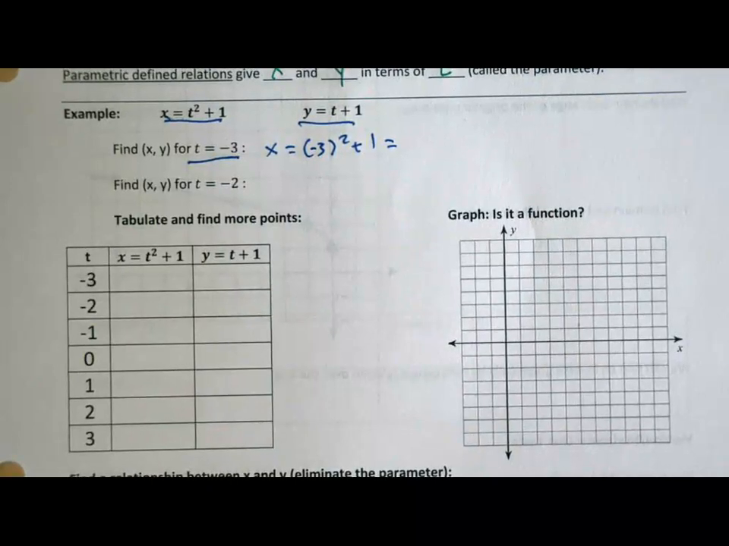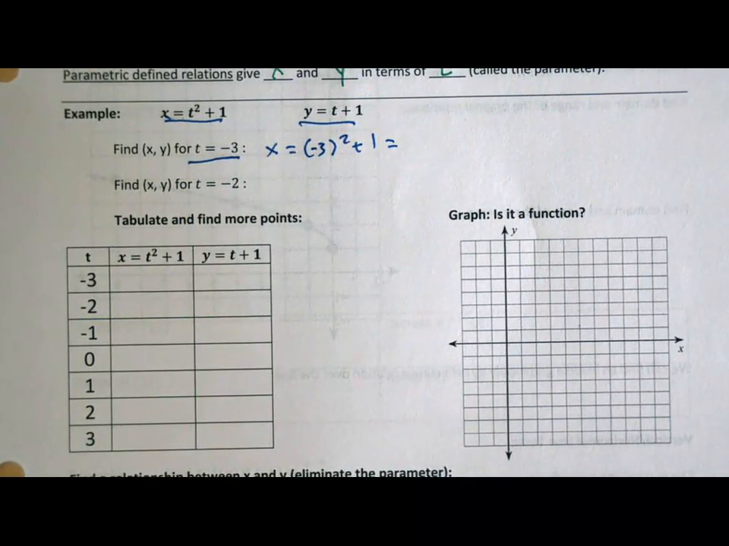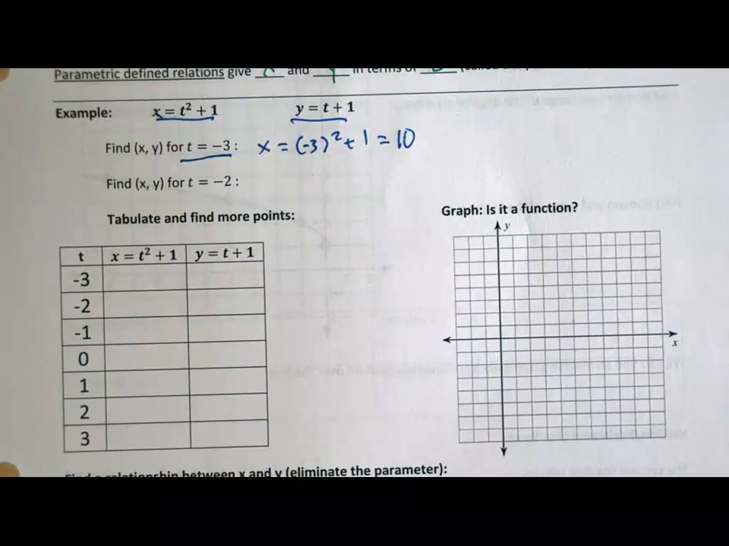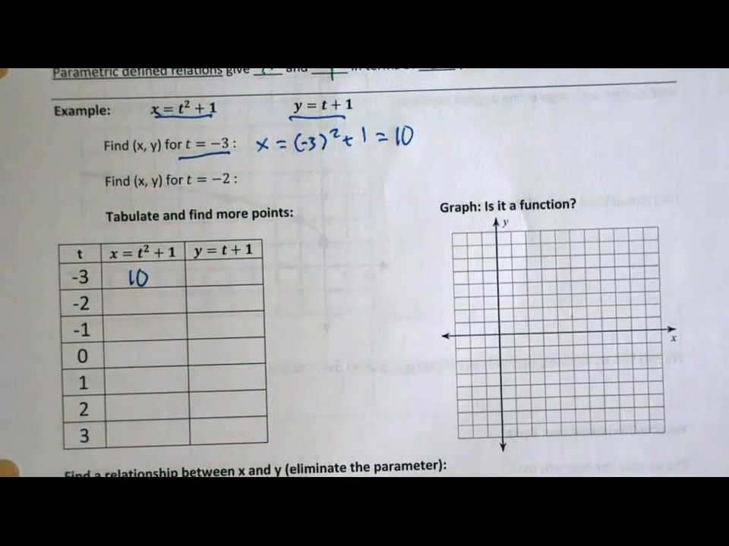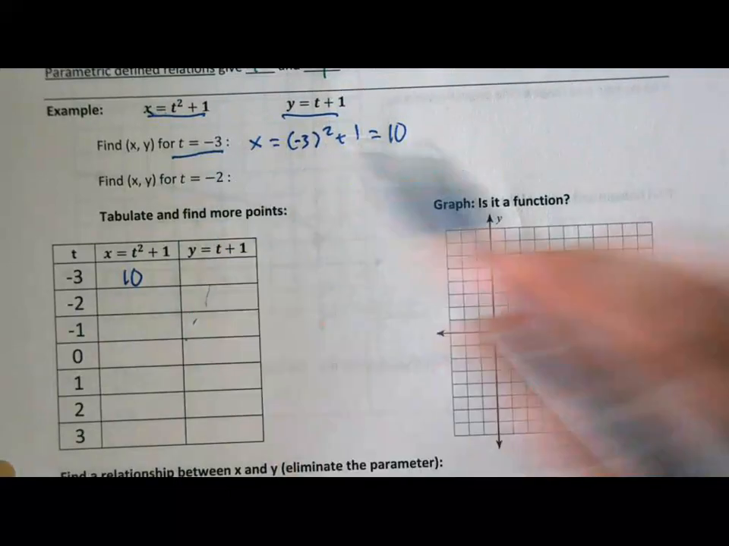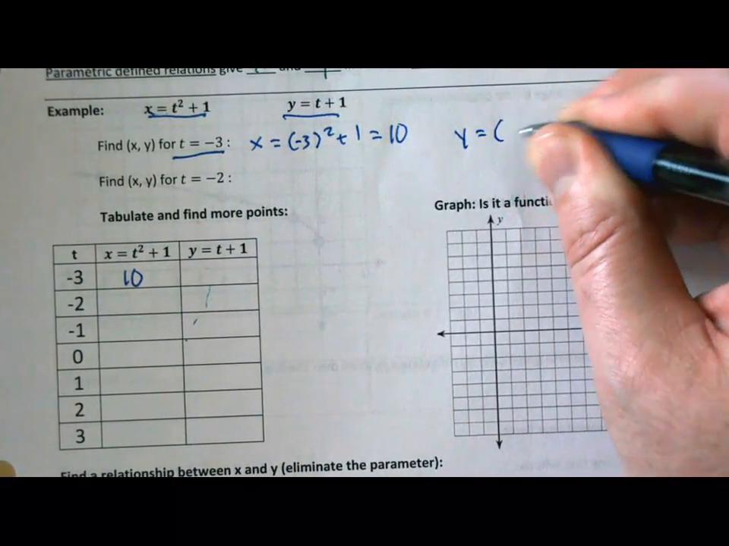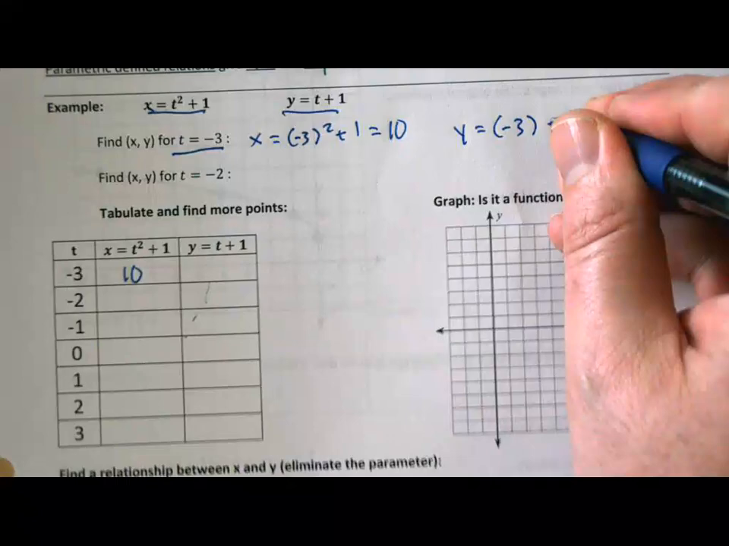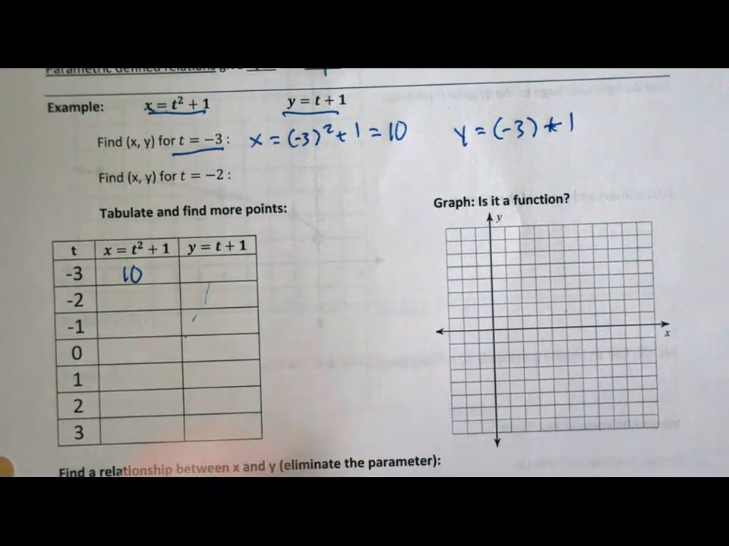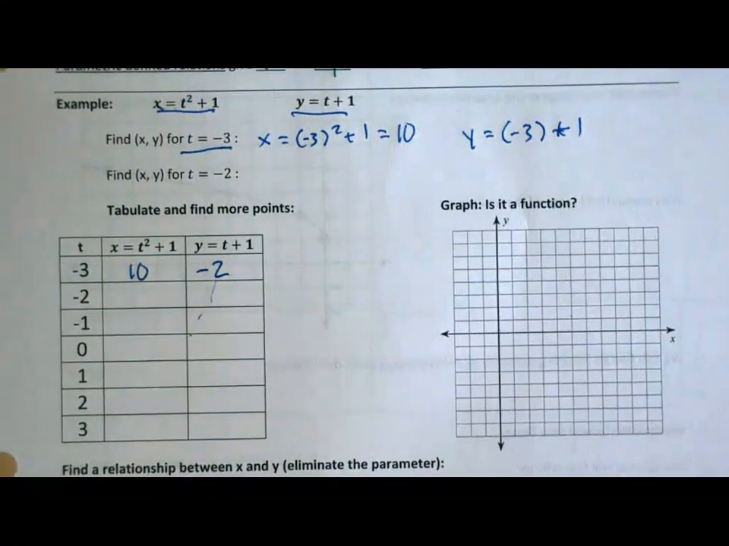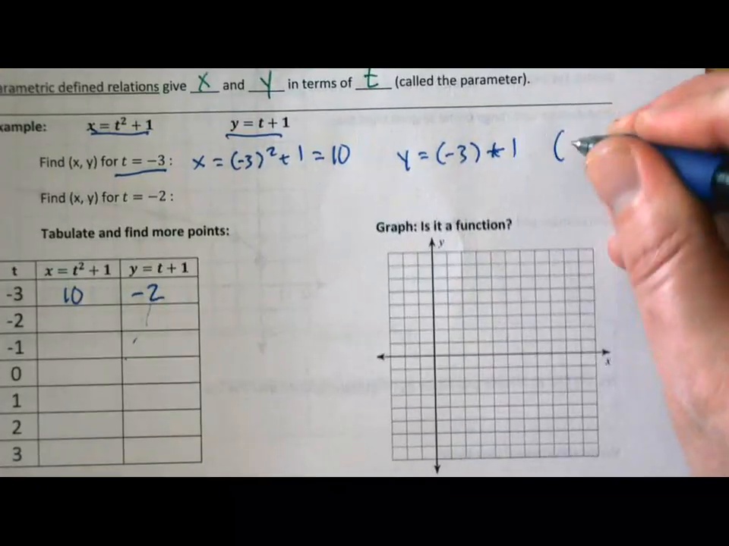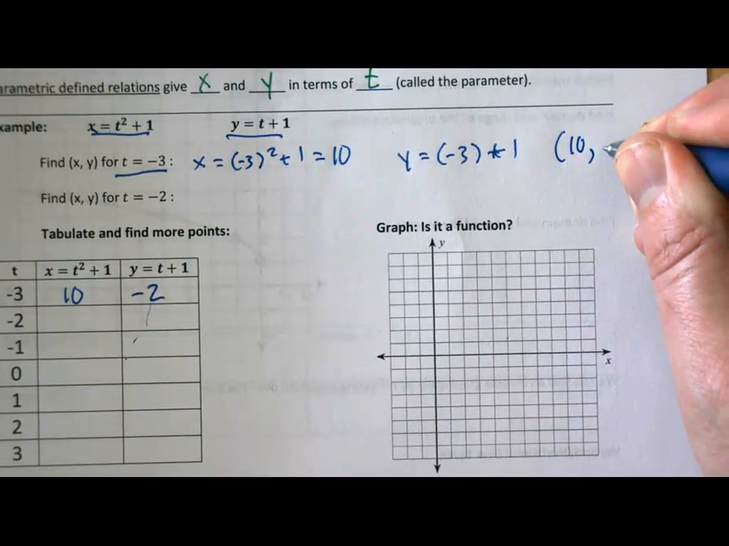And then evaluate that. -3 squared, that'd be 9 plus 1, we got 10. That's what I'm coming up with for my x value. So my x coordinate will be 10. Go ahead and put that on my table down here too. And then take that same t value, -3, let's put it in for the y equation this time. So -3 plus 1 gets us -2. And there we go. So 10 comma -2 would be my ordered pair when time, or t, is -3.